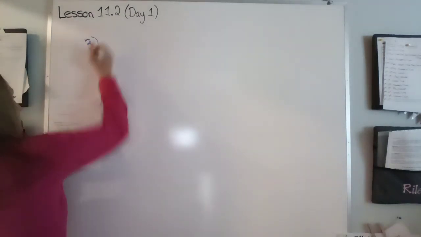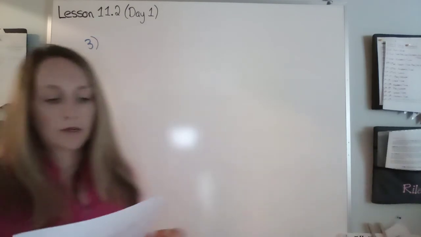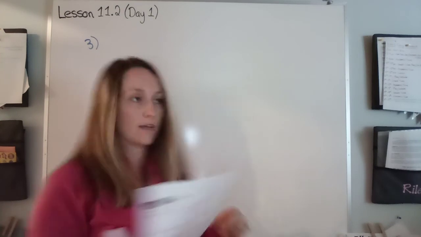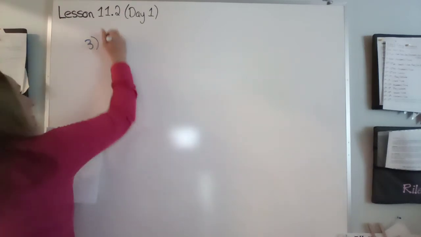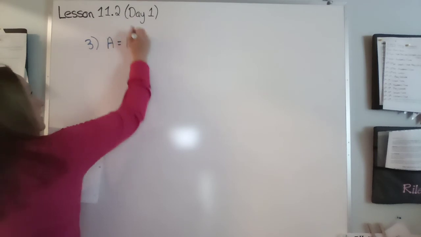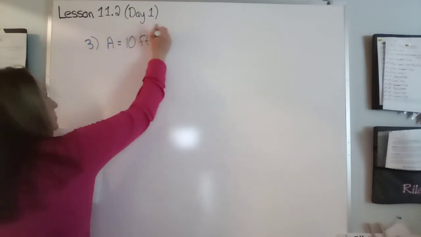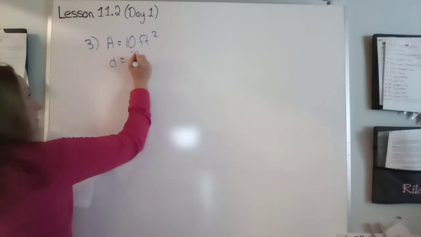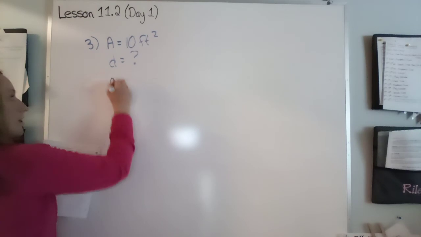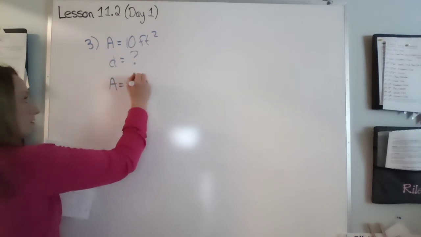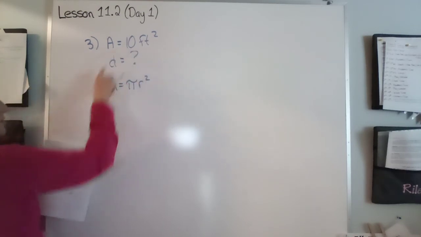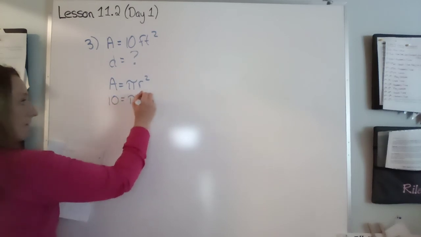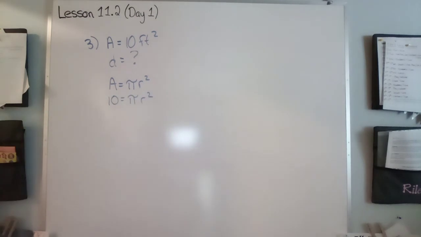example 3. Now we want to find the diameter of a circle that has an area of 10 square feet. So the area is equal to 10 feet squared is what the problem is telling us. We want to find the diameter. So start with the area formula that you know, pi r squared. If you substitute in the given, the area is 10, that's going to allow you to solve for r squared.